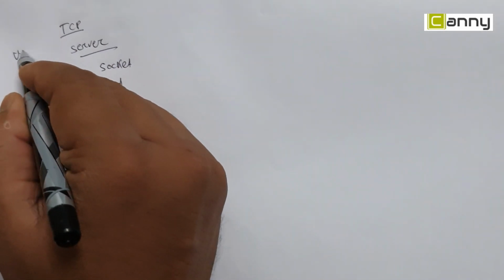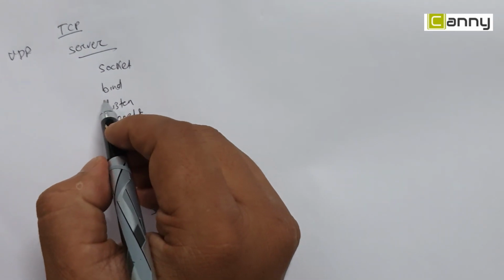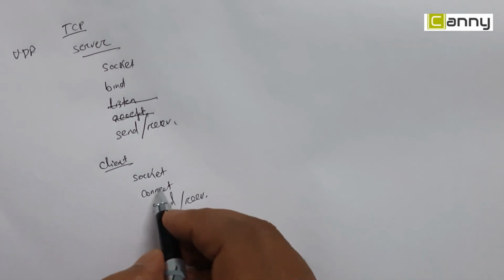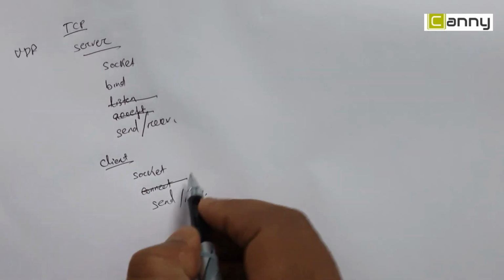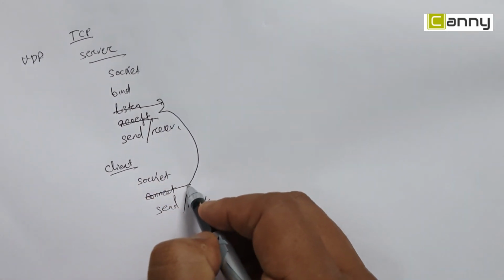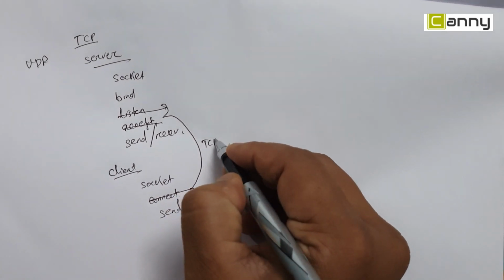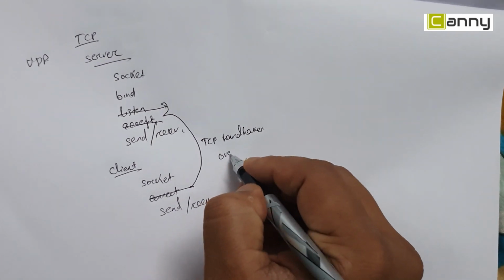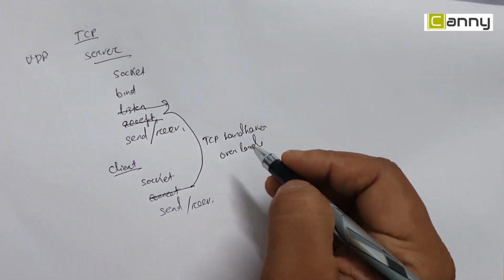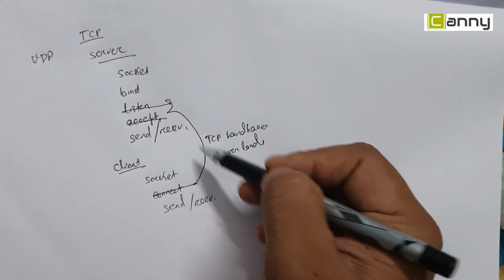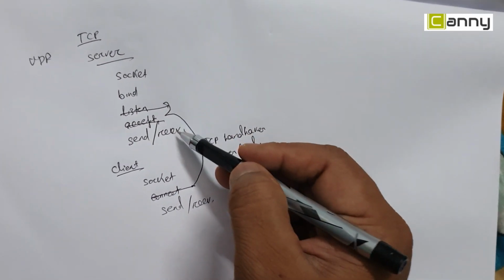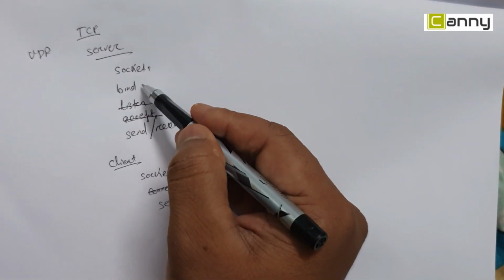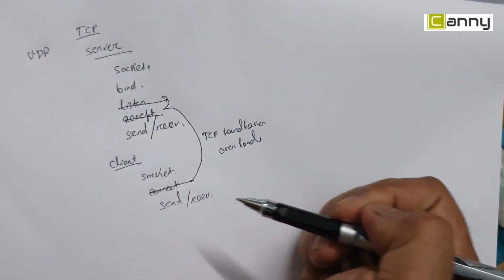In the case of UDP, a few steps will be omitted, that is listen and accept in the server, and connect in the client, because these three things take care of the TCP handshake overhead and establish a connection between client and server. But since UDP is connectionless, we do not need a connection to be created. So you just need to create a socket, bind it, and then do this.